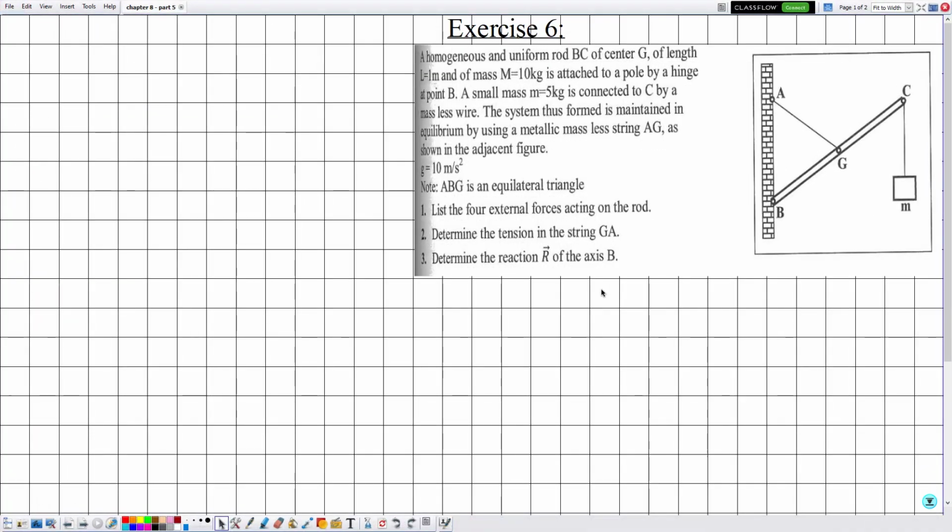Okay, hello everyone, in a new video. So we have reached part 5 of chapter 8, which is the chapter of Newton's second law for rotation. Now we'll complete solving exercises.